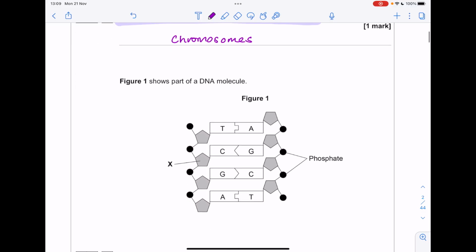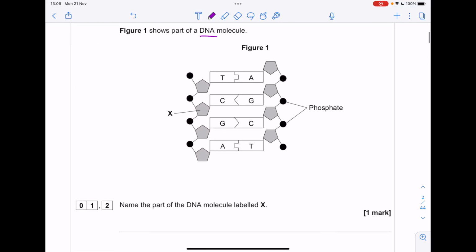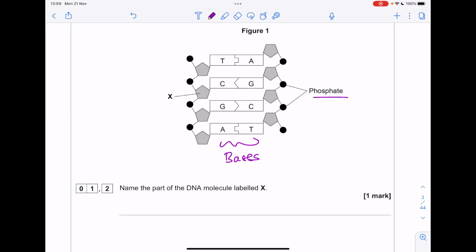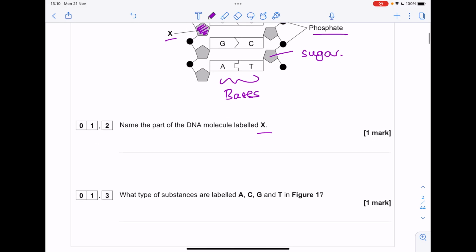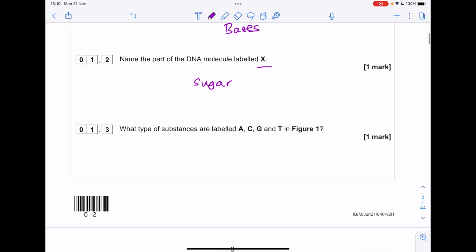Figure 1 shows part of a DNA molecule. Remember, these are the bases. And look at this pentose sugar here. That is, remember, deoxyribose in the case of DNA. Name the part of the DNA molecule labelled X. Again, that pentose sugar. You don't have to label it deoxyribose to get the mark.